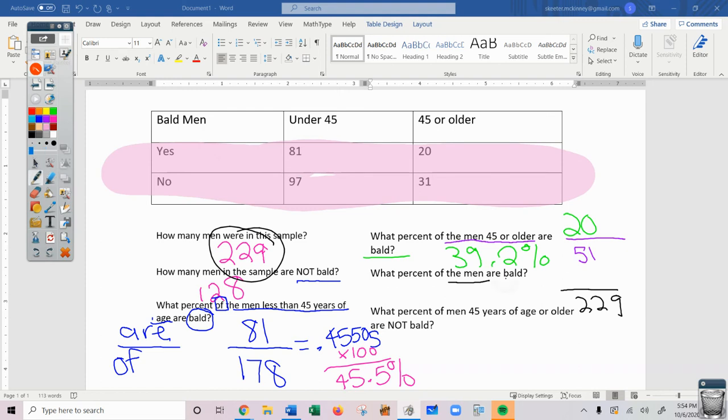Okay, now I need are bald. So now I need my yes row. And I want where they intersect. So I have two things that intersect here, which is the 81 and the 20. So I'm going to add those up. So I'll get 101. So to calculate my percent, I'll divide and then multiply by 100, which gives me 44.1%.